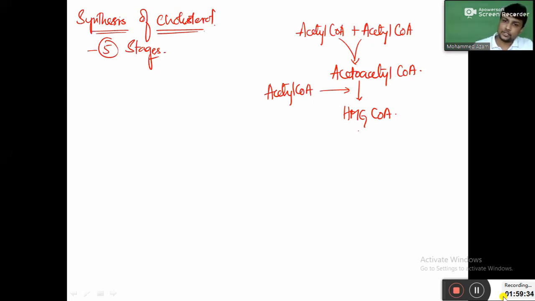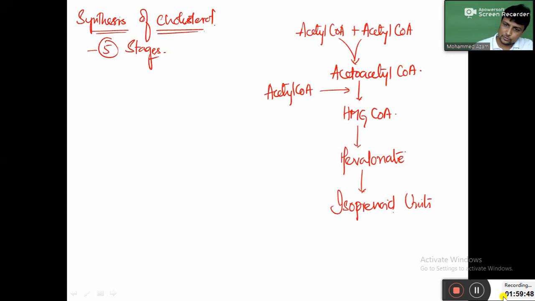And guys, HMG-CoA will now get converted to mevalonate. Mevalonate will now get converted to isoprenoid units, and isoprenoid units will be getting converted to squalene, and squalene is the one which is going to form cholesterol. And that's cholesterol synthesis completed.